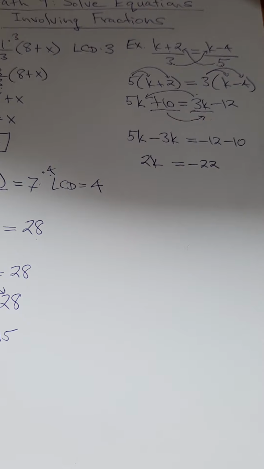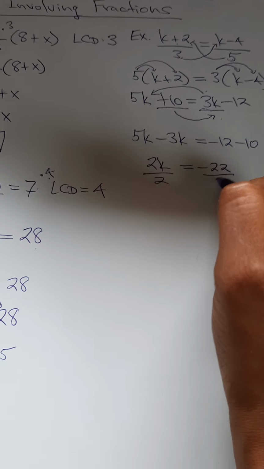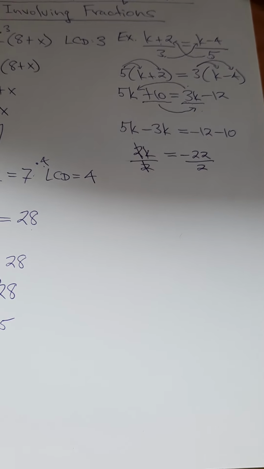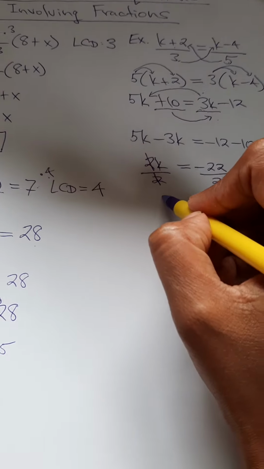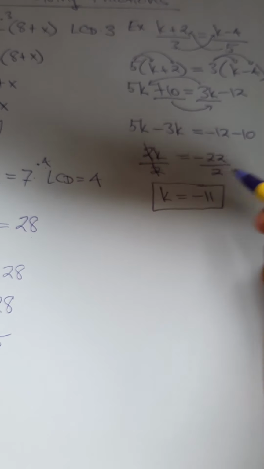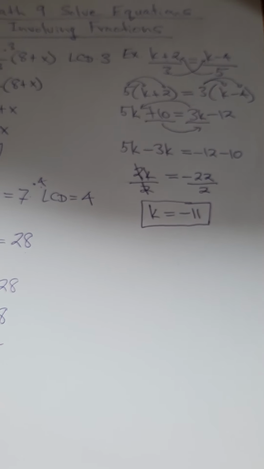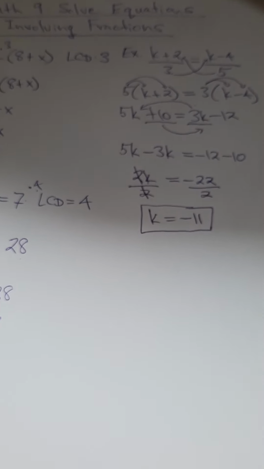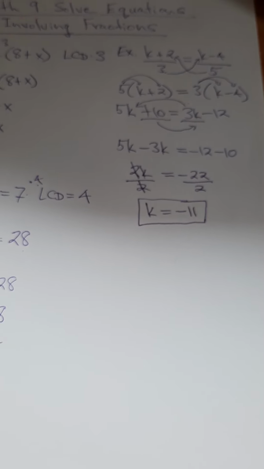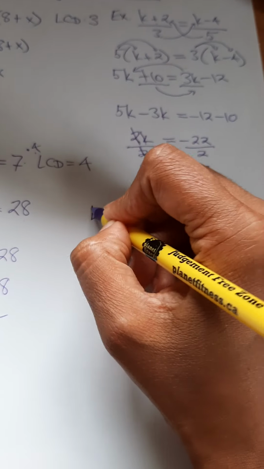Everyone's good there? We're looking for the value of k, so I'm just going to divide it by 2 on both sides. The 2 is canceling out, so we're doing negative 22 divided by 2. K is equal to negative 11. Make sure you box your answer at the end. Usually the teacher will give you 1 mark, and that's for the final answer. All right, does anyone have questions there? So with that, let's try one last example.